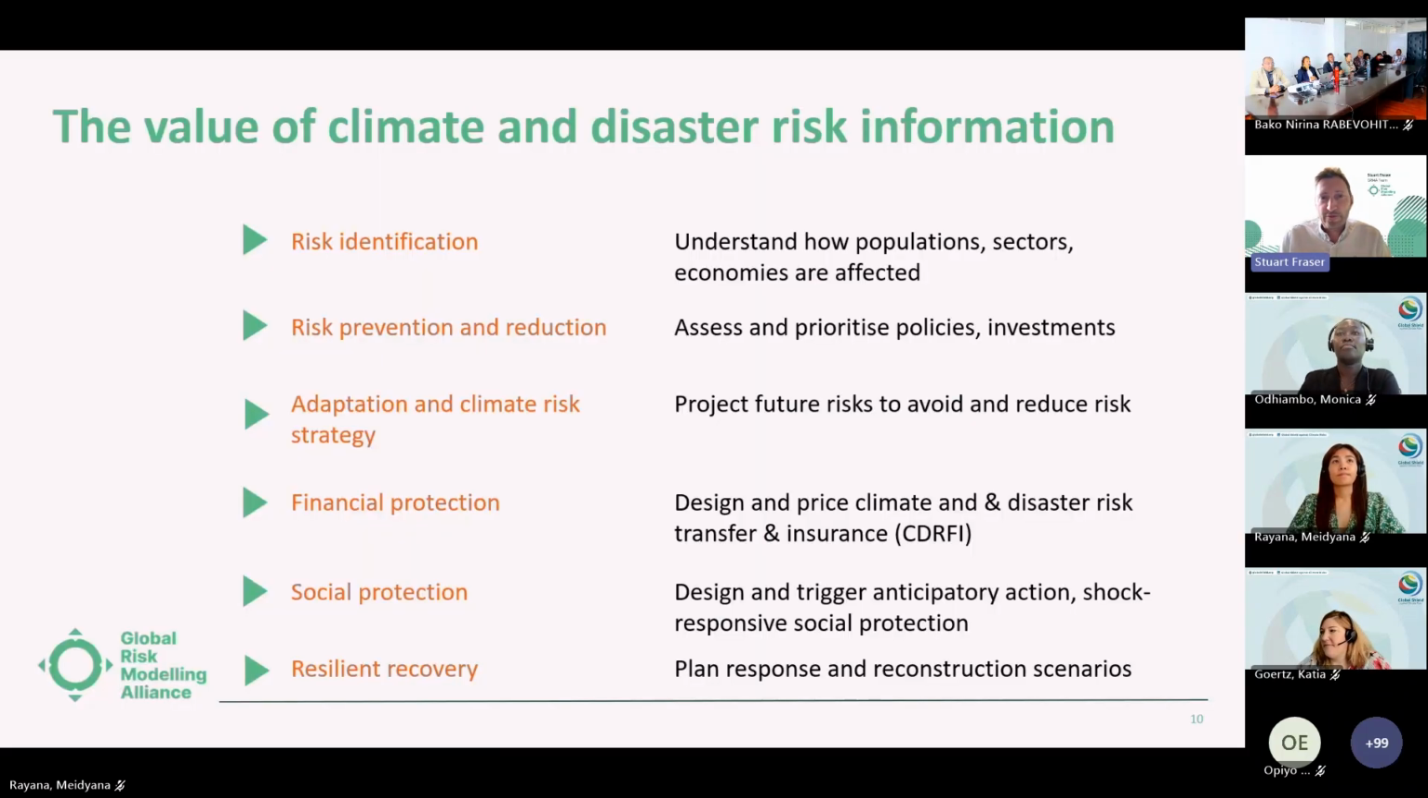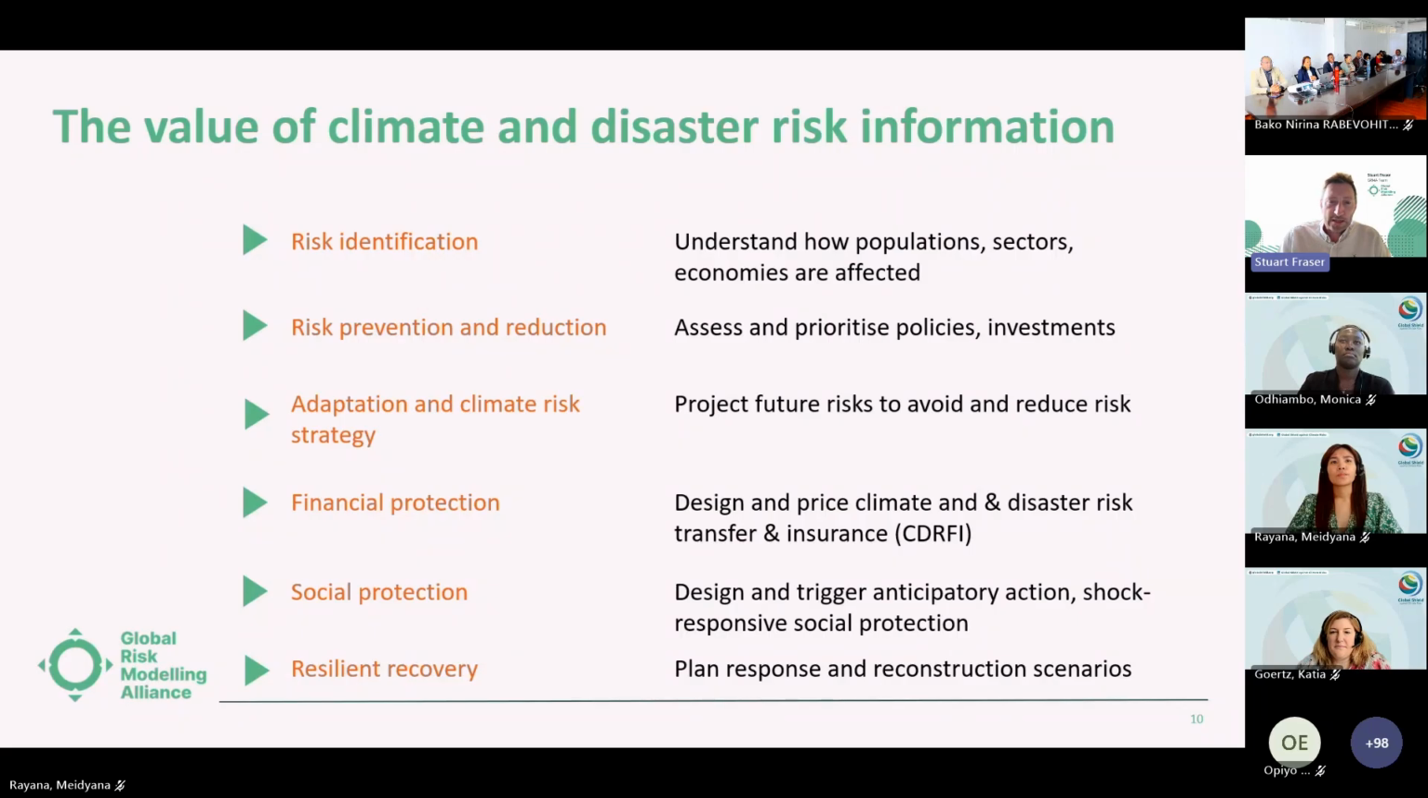So yeah, the value of disaster and climate risk information has already been mentioned, but just to go into a bit more detail on how risk information can be used, it's all the way through identifying the risk, identifying how risk can be prevented and reduced, looking at the most suitable adaptation strategies, projecting risks into the future to look at how climate change is affecting those risks and how we need to invest in strategies and infrastructure that is robust 10, 20, 50 years down the line, for example, not just today.